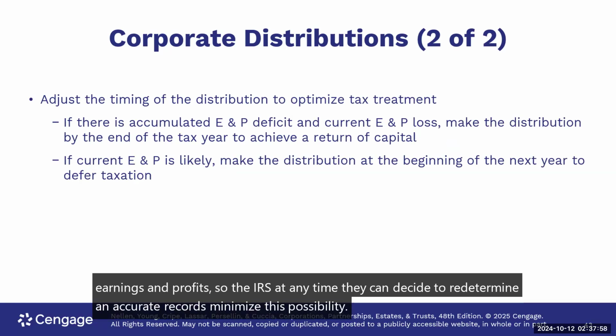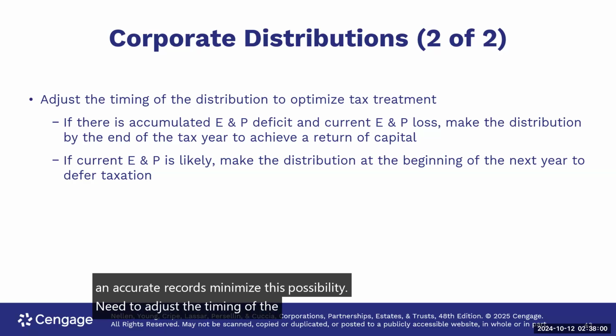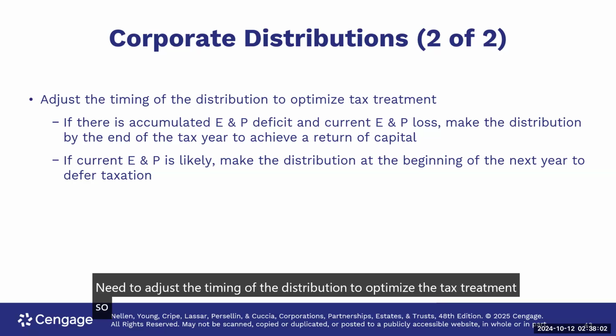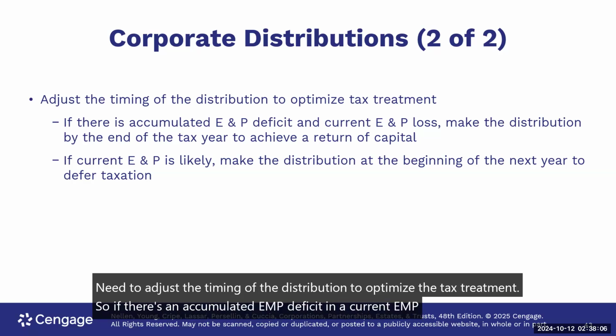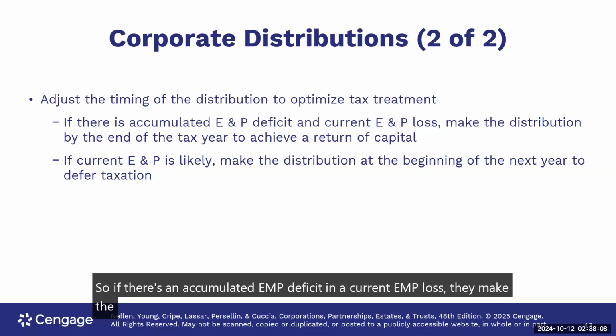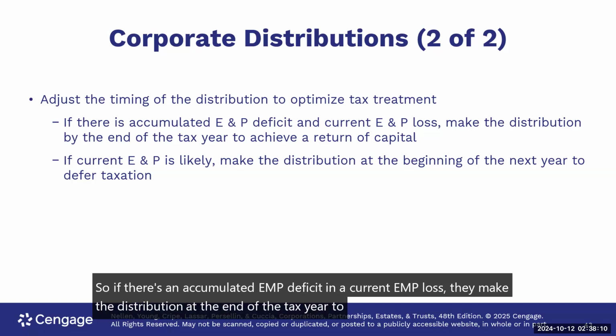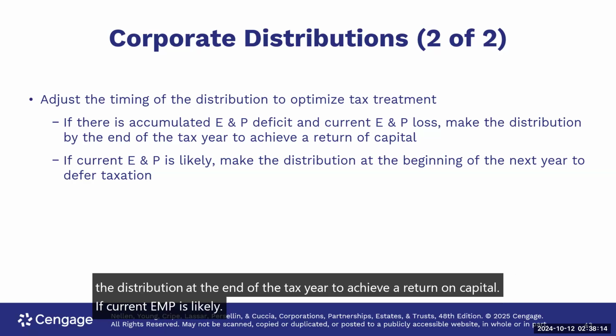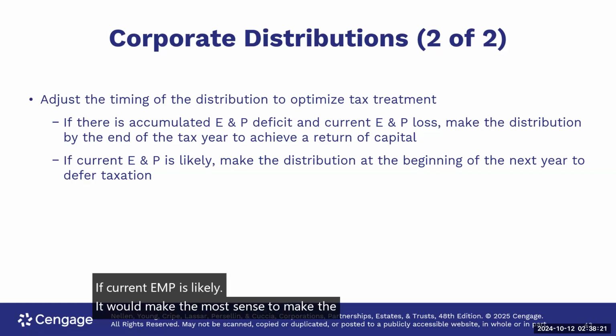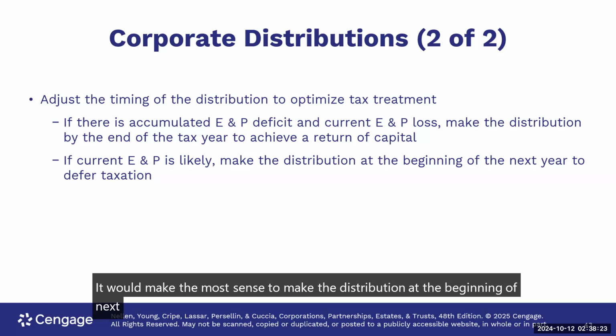We need to adjust the timing of the distribution to optimize the tax treatment. If there's an accumulated E&P deficit and a current E&P loss, they make the distribution at the end of the tax year to achieve a return of capital. If current E&P is likely, it would make the most sense to make the distribution at the beginning of next year to defer taxation.